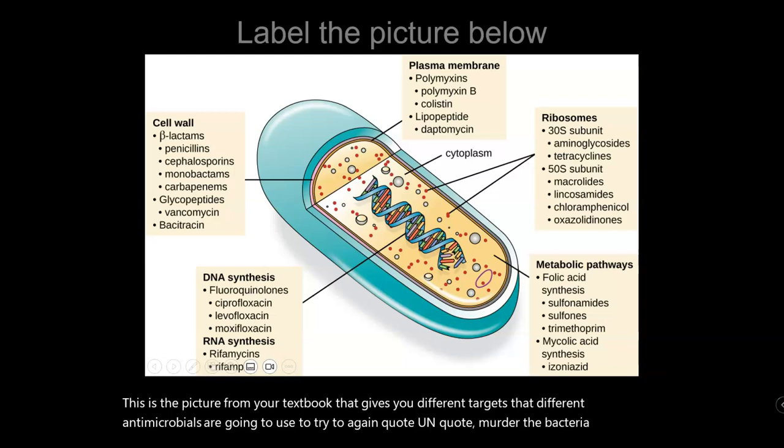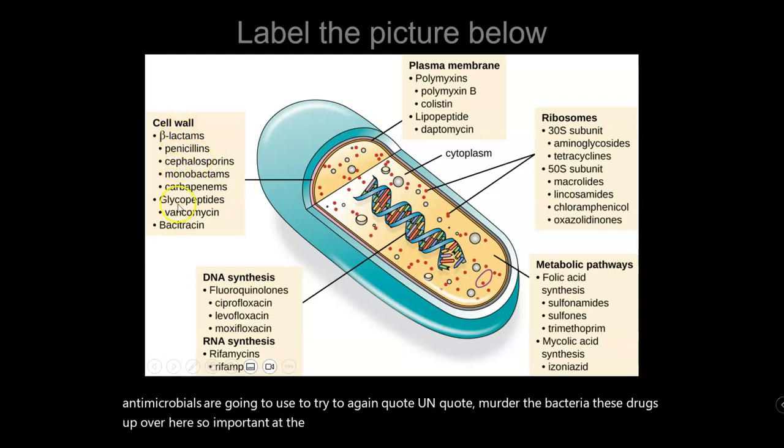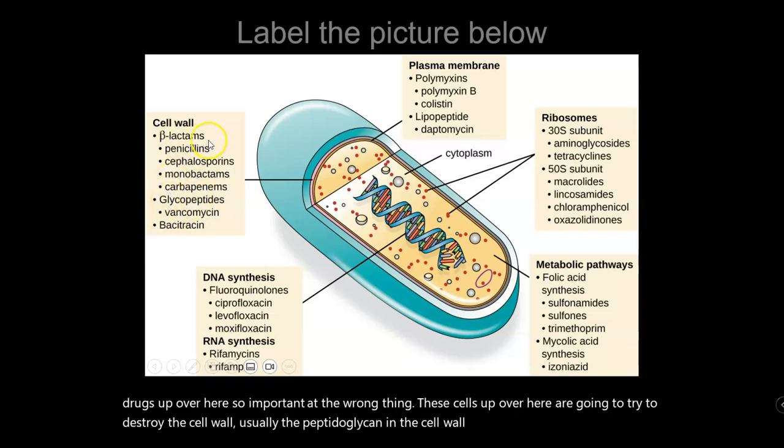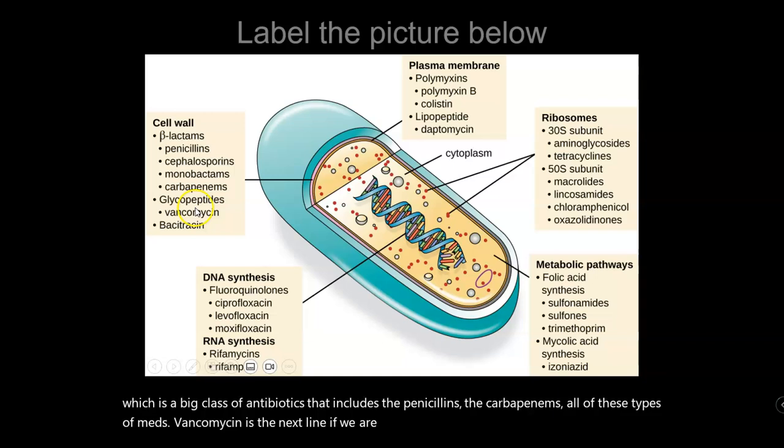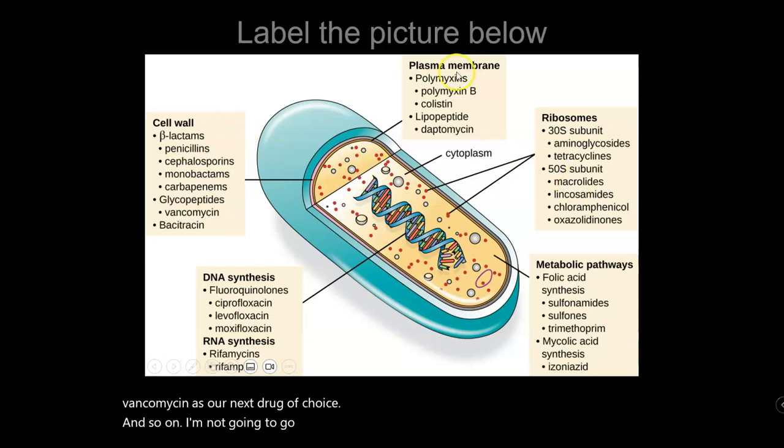These drugs over here, sorry, I'm pointing at the wrong thing. These drugs over here are going to try to destroy the cell wall, usually the peptidoglycan in the cell wall. So it mentions beta-lactams, which is a big class of antibiotics that includes the penicillins, the carbapenems, all of these types of meds. Vancomycin is the next line. If we are beta-lactam resistant, we tend to go to vancomycin as our next drug of choice. And so on. I'm not going to go through every one of them on this picture right here.